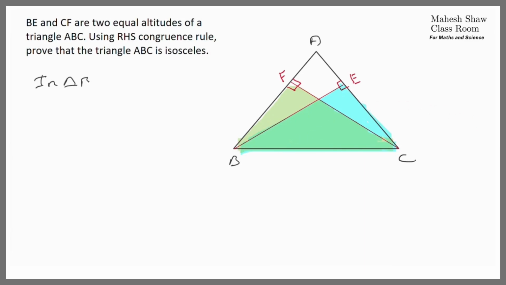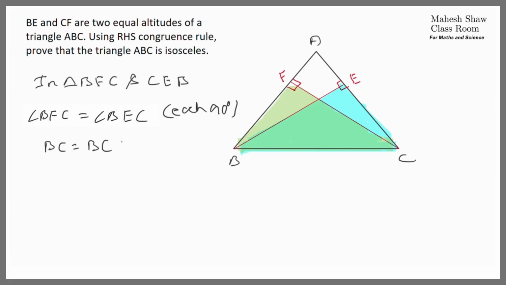So in triangle BFC and CEB, angle BFC equals angle BEC, that's by each 90 degree. And BC equals BC, that's by common hypotenuse. So we know that the side opposite to 90 degrees is the hypotenuse. Like here, this angle is 90 degree and the side opposite to this angle is BC. That's why we say BC is the hypotenuse and it is common for both the triangles. That's why we say it's a common hypotenuse.